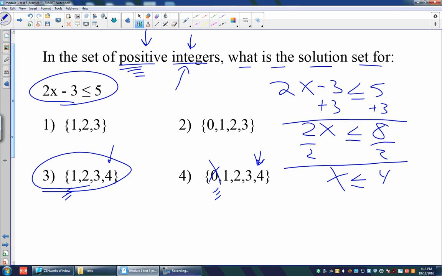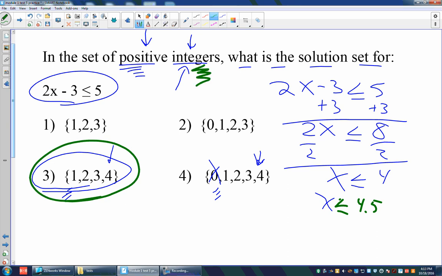What if this came out to be x? We know it isn't, but what if it came out to be x is less than or equal to 4.5? It's still exactly the same answer because it said integers, and we would round this down. Okay, we would round it down to 4. But when you round it, it rounds up to 5? No, because it said my number has to be less than or equal to. My number has to be less than that. You can't bump it up to 5.